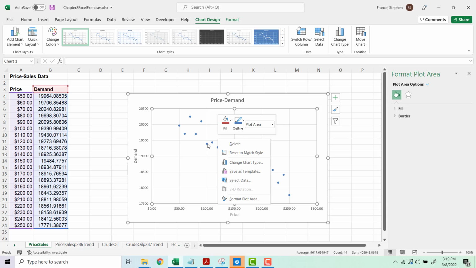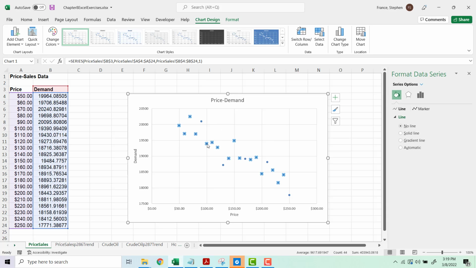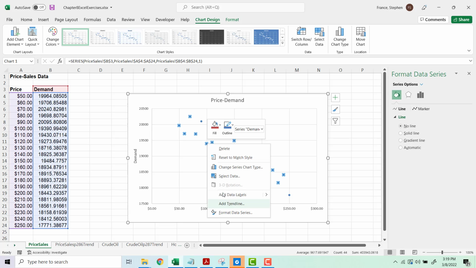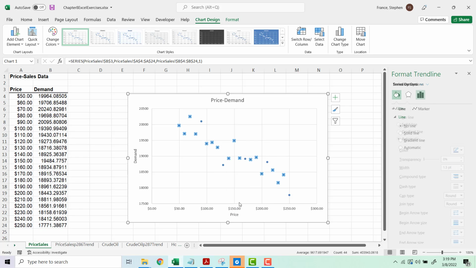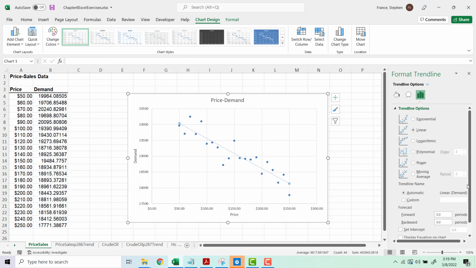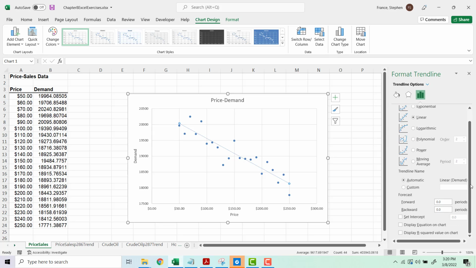Now, let's just select the data series. So just basically click anything on the data series and get it selected. Right click, add trend line. And we're going to have a linear trend line to make it a little bit more like the book. Let's display the equation on the chart. Also display the R squared, which is how good the fit is.